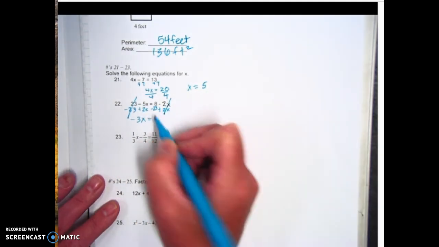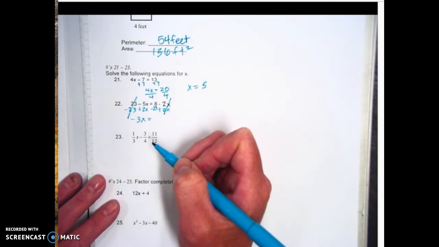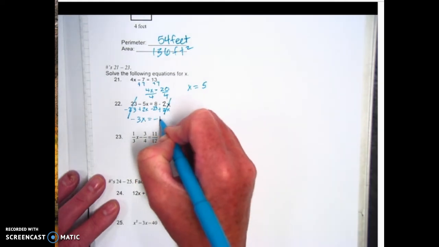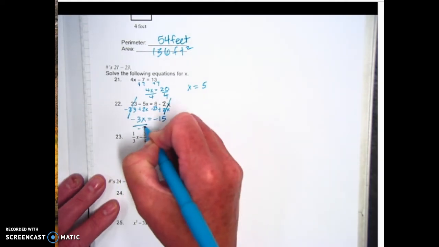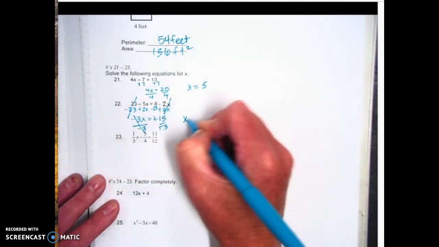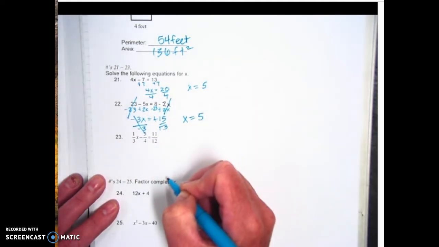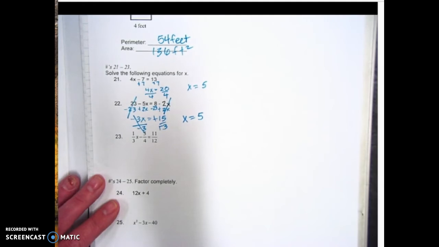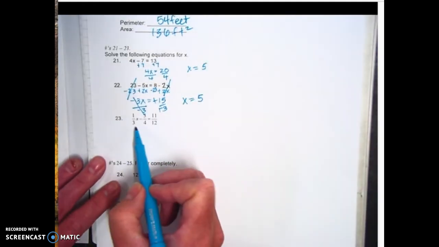And 8 minus 23 is what? Negative 15. Divide both sides by negative 3. That makes these positive. So we get x equals 5. Same answer.